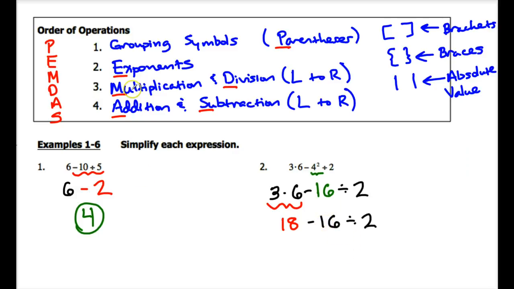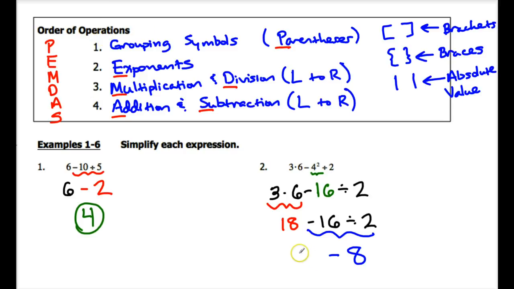Okay, I'm still on step 3 now. I've done my multiplication, but I still have division in the problem. So this 18 minus 16, I'm going to ignore that subtraction for the time being, and I'm going to skip ahead to this division over here. So this is a negative 16 divided by positive 2. Negative divided by a positive, you're going to get a negative. 16 divided by 2 is 8, so this would be minus 8.